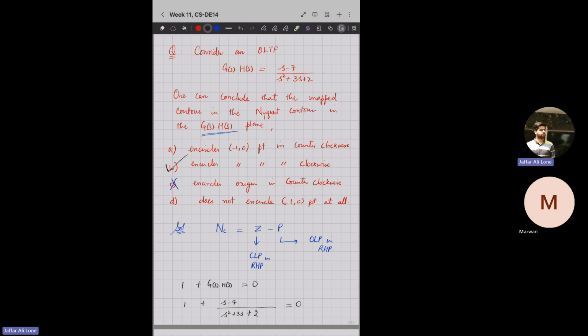Let's solve some more questions. In your assignment, make sure you carefully read the questions, whether you have to find encirclements around minus 1 comma 0 or 0 comma 0. Okay, now let's solve one more question.